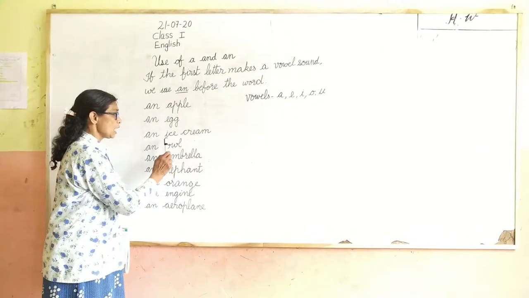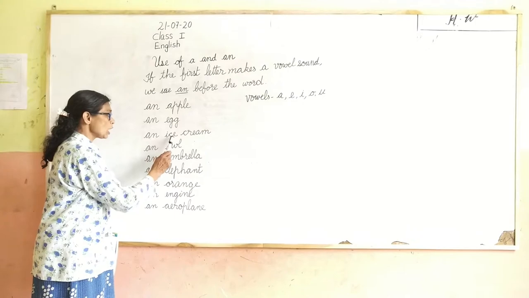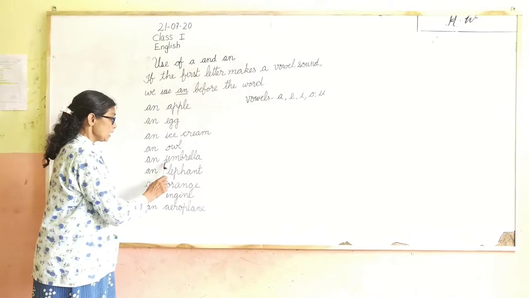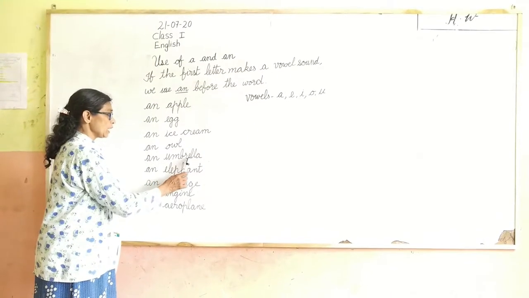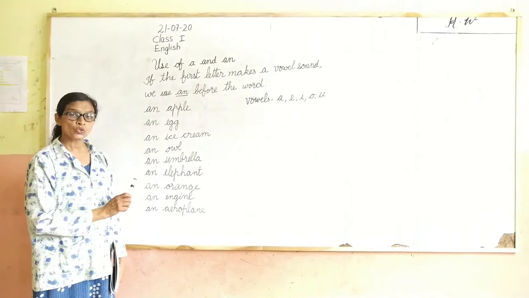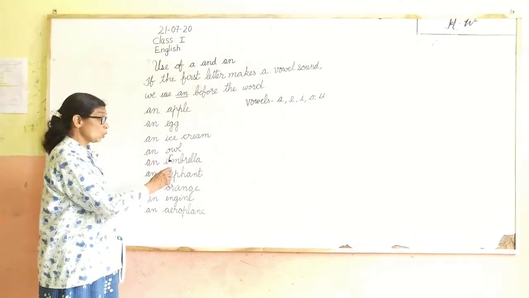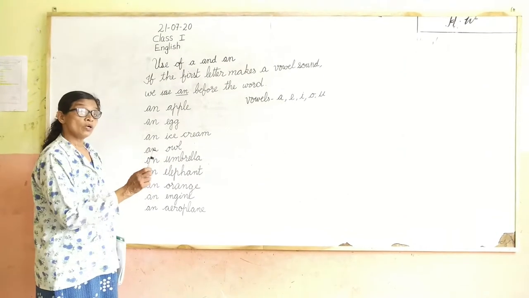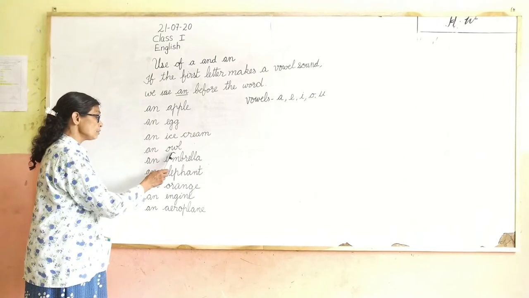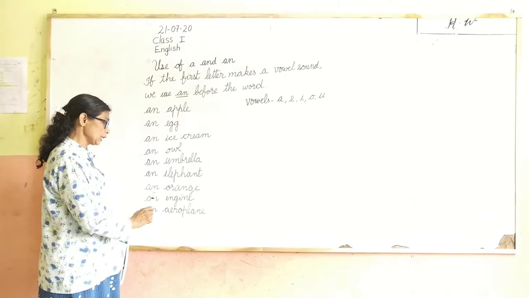Ice cream. The first letter is I. I is a vowel. So what will we use before ice cream? An. Umbrella, U M B R E double L. The first letter of umbrella is U, so we use an before umbrella. Owl. The first letter of owl is O. So we use an before owl.